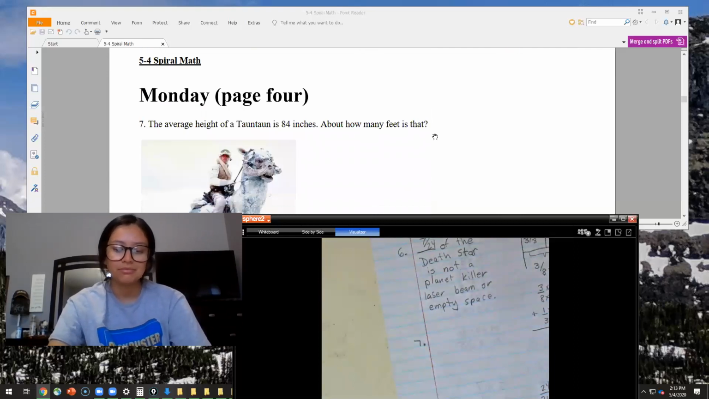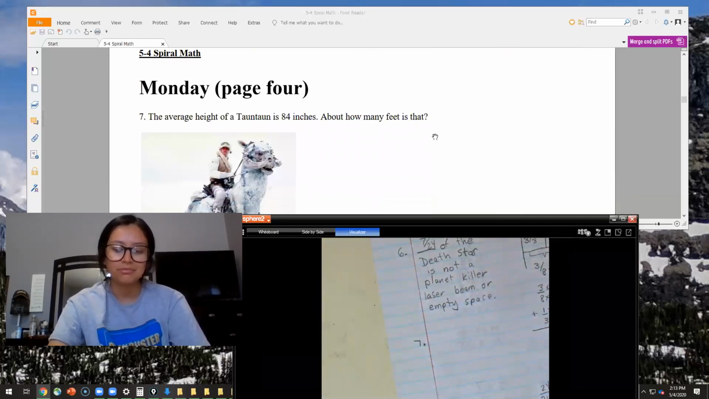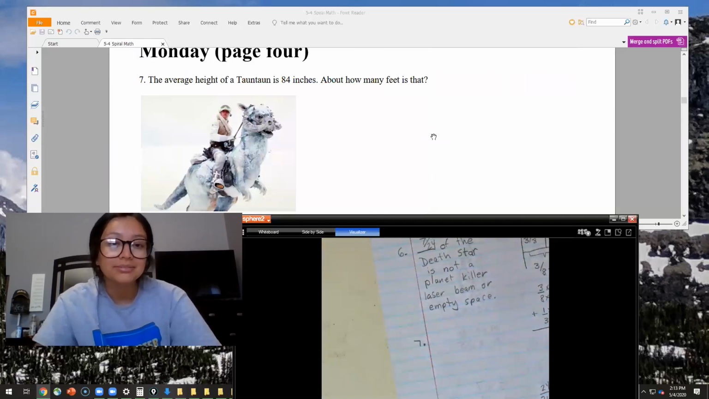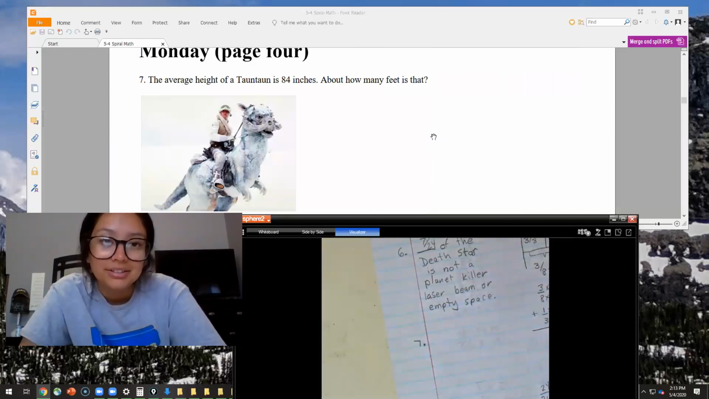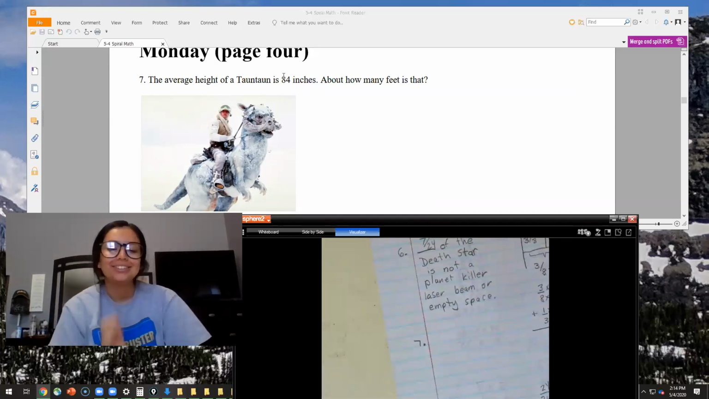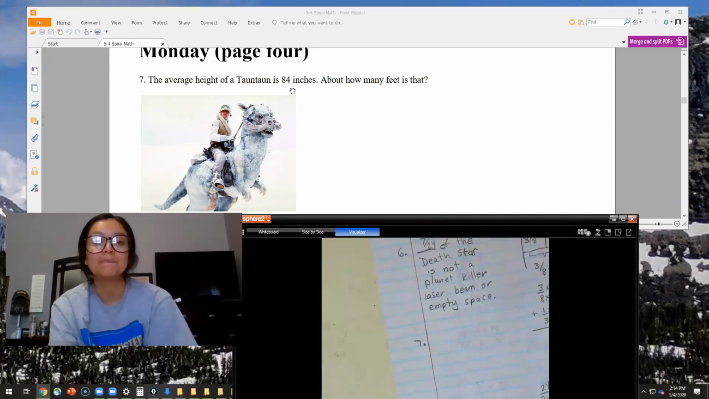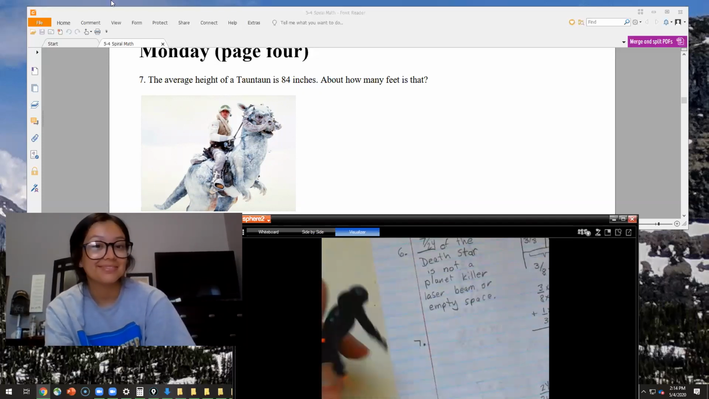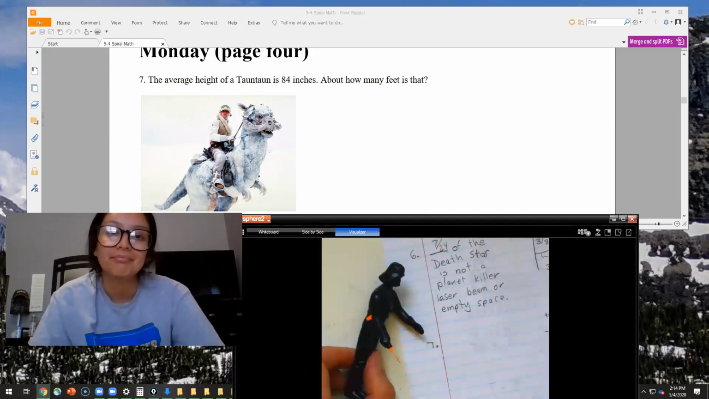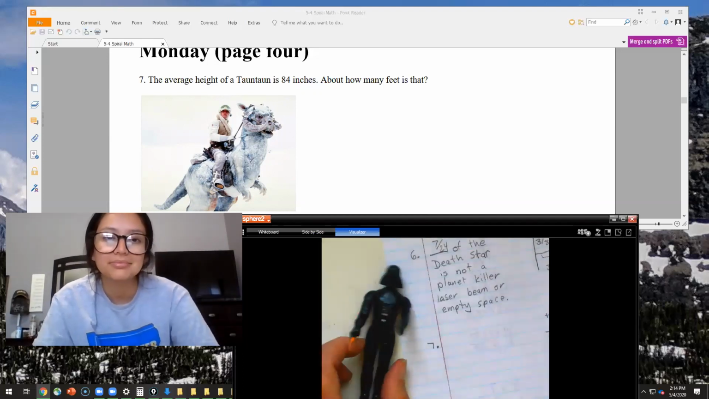Monday, page 4. That's a long one, but all the pictures. The average height of a tauntaun, which is from Empire Strikes Back, the little animal that Luke is riding, is 84 inches. About how many feet is that? Now, the key word that we see here is about. It's important because that means we're going to be doing some estimating here.